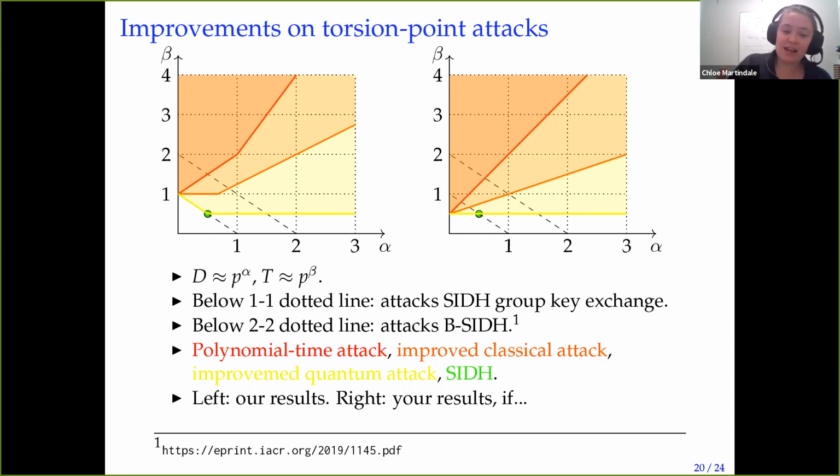So the right-hand picture, obviously you see this green dot is SIDH, which we're never going to break no matter how hard we try. The picture on the right would be the cost of the attack, the online cost of the attack, if you could solve the equation with solutions of the required size in polytime, or at least time less than the online cost.